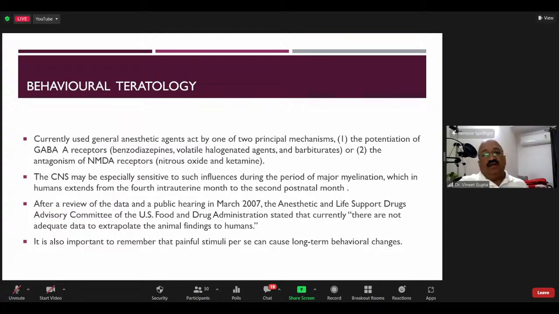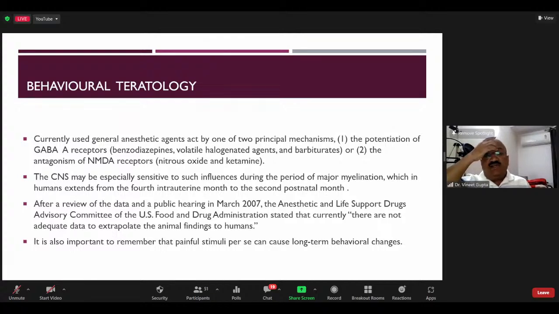Then behavioral teratology: currently used general anesthetic agents act by one of two principal mechanisms. One, the potentiation of GABA-A receptor, that is benzodiazepines, volatile halogenated agents, and barbiturates, and two, the antagonism of NMDA receptors, nitrous oxide and ketamine.